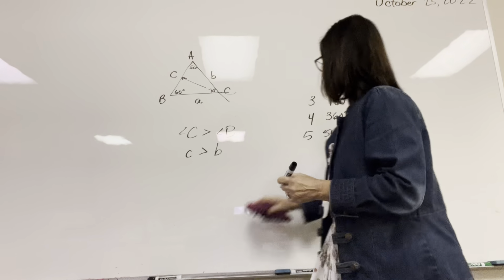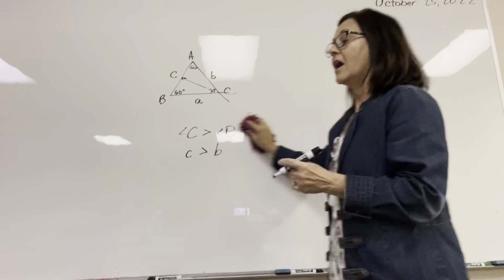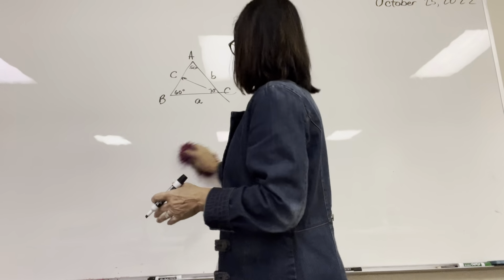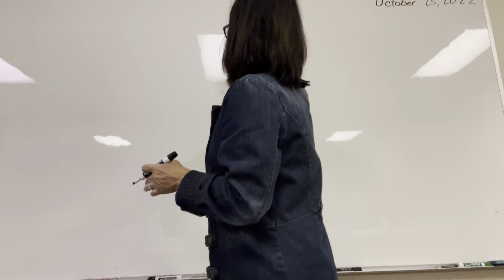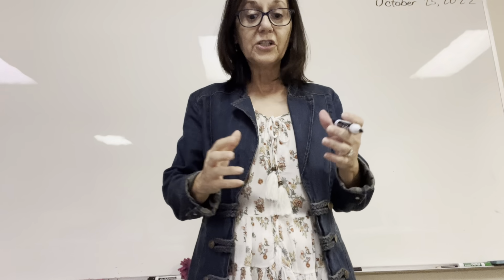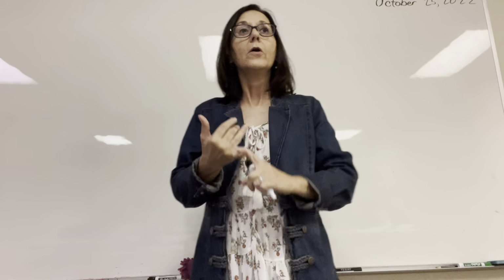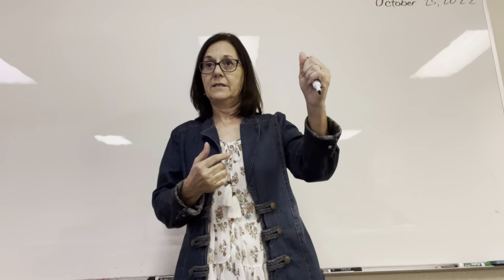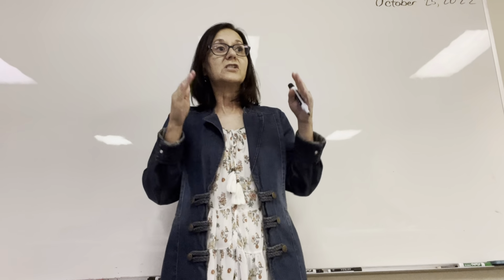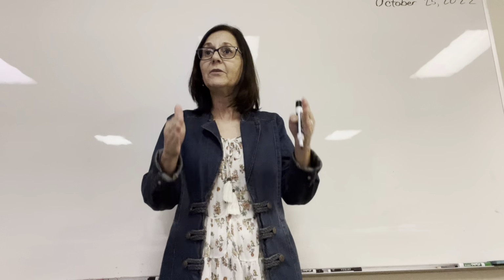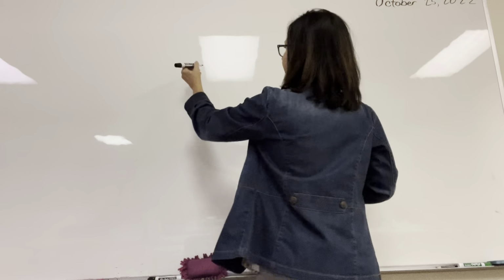Got it? Now, there's another inequality theorem about the sides of a triangle, and that's what this lesson is about. And here's the theorem. It says the sum of any 2 sides of a triangle is greater than the third side. In order for every endpoint to meet another endpoint, the sum of 2 sides of a triangle has to be greater than the third.